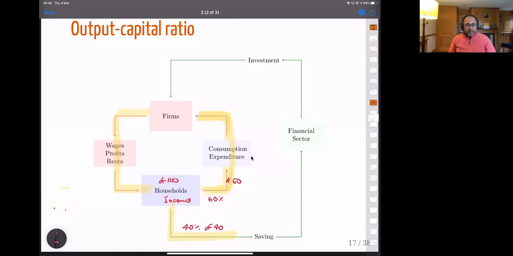I think it's really basic economics. I think most of you would have come across that. If you haven't, and you want to talk more about it, we can absolutely do that.